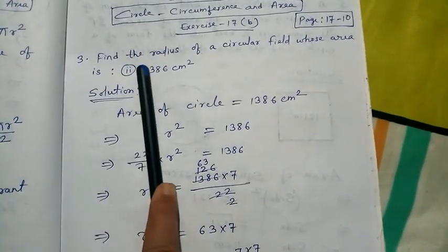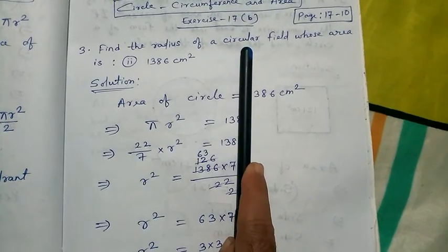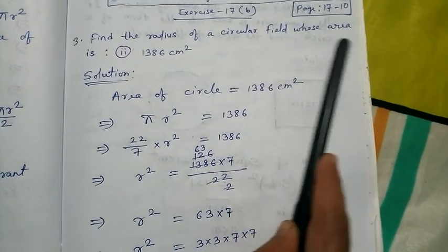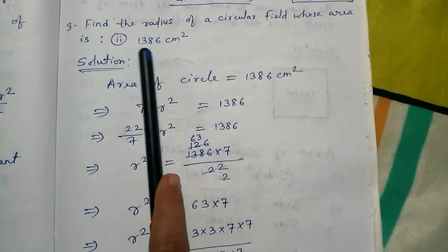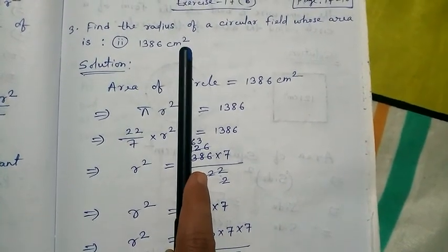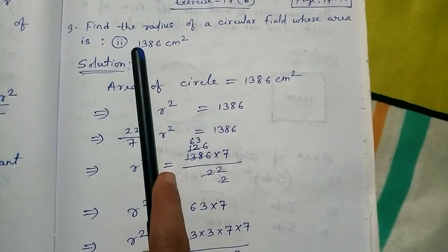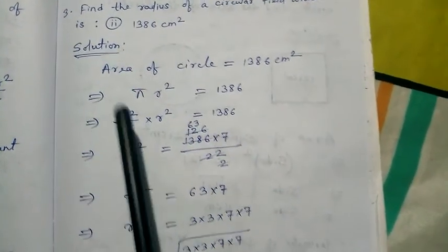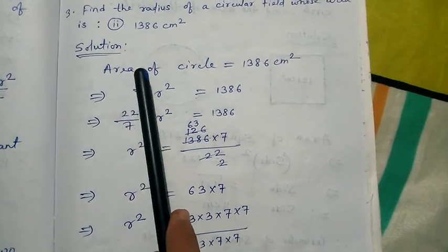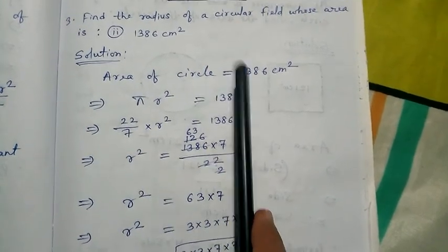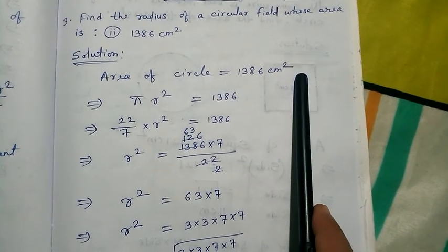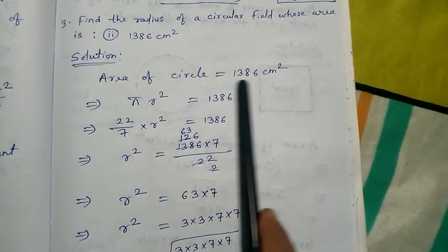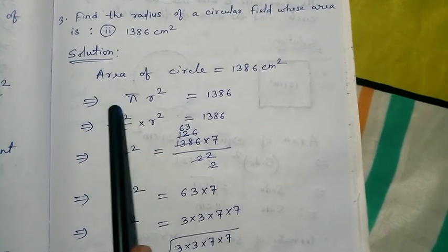Now let us discuss some important questions from page 1710. Question number 3. Find the radius of a circular field whose area is 1386 centimeter square. So area is given, we have to find the radius of the circle. Solution starts. Area of circle is given here, 1386 centimeter square.